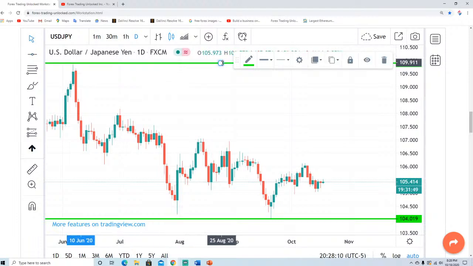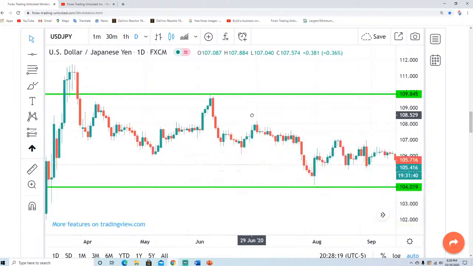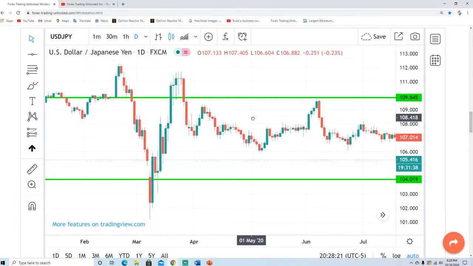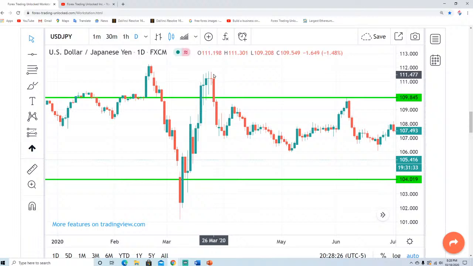Let me get this down a little bit. There we go. Okay, so if you look at this range right now, I was very bullish on this market back here. This was even when the coronavirus first hit and we had this big bounce back here.